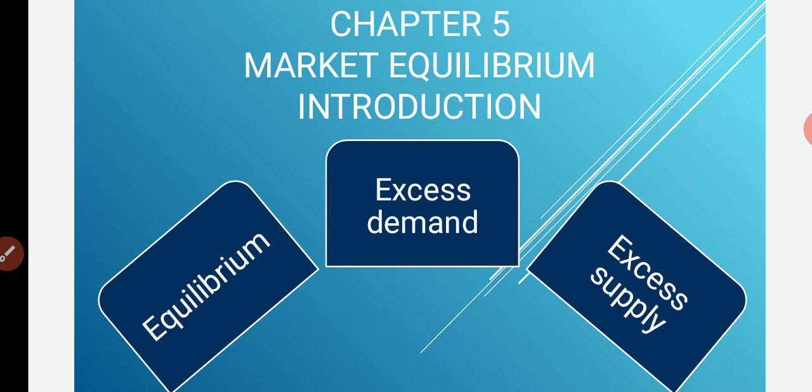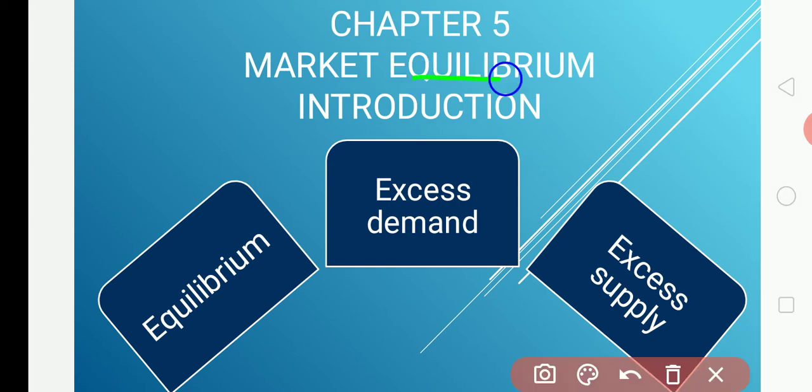First of all, equilibrium means equal. So what is equal? Demand is equal to supply. For example, 10 equals 10. So market equilibrium means here we will examine the effects of demand and supply and how they shift the equilibrium level. At the end of the chapter, we will look at some applications of demand and supply analysis. Now let us see this chapter.